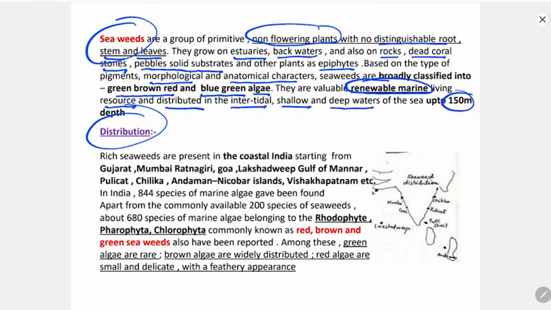So here, this one is the keyword: renewable marine living resource. Red, brown, green and blue green algae are also keywords. And they grow on estuaries and backwaters. The rest you can edit depending on the word limit. So these are the things which need to be mentioned in the intro.